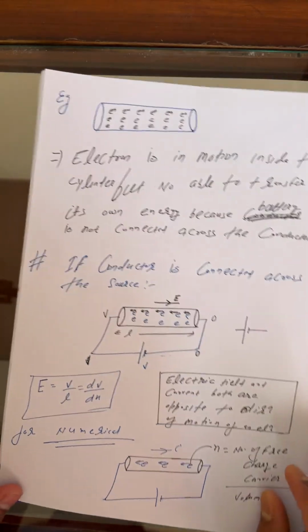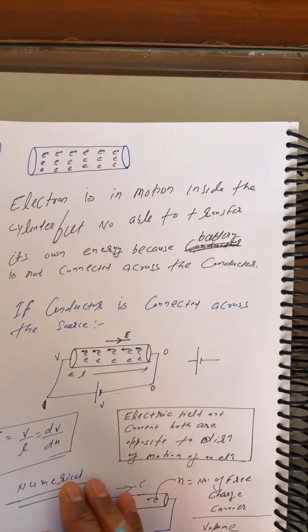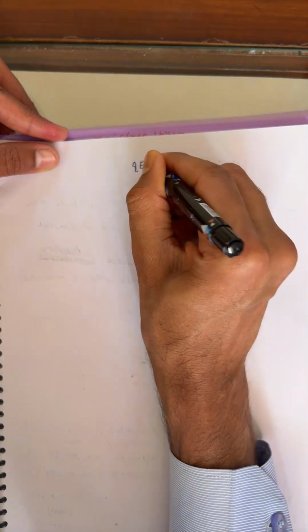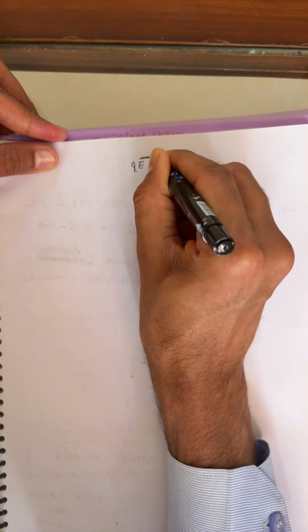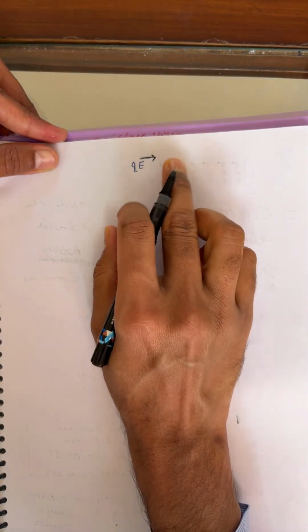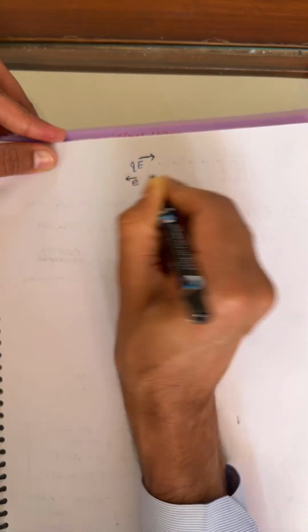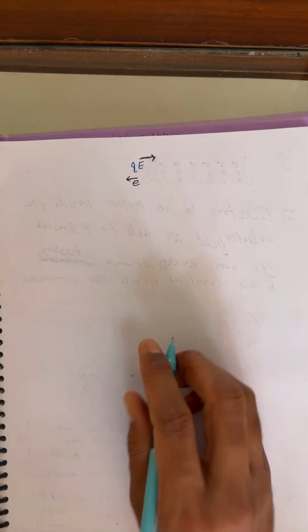So you can also represent here the motion of the electron. This is a charged particle, so the force on the charged particle is F equals QE. This is the direction of force, because this is the direction of the electric field, and this is the direction of the motion of the electron.